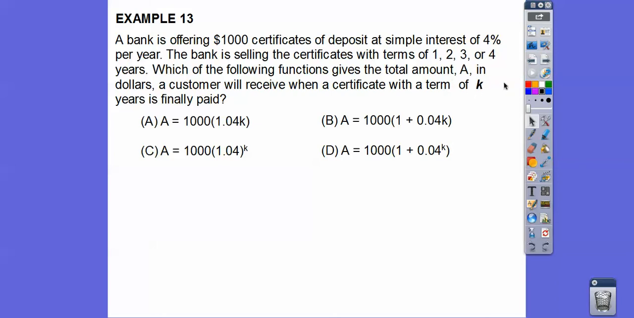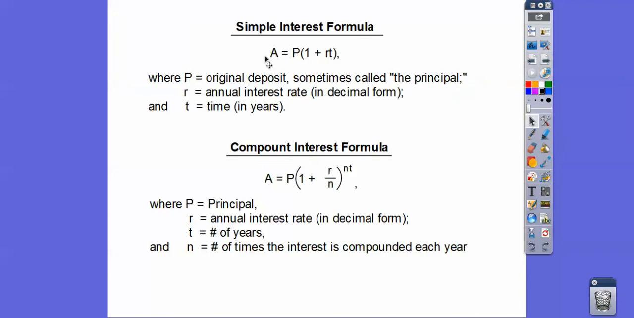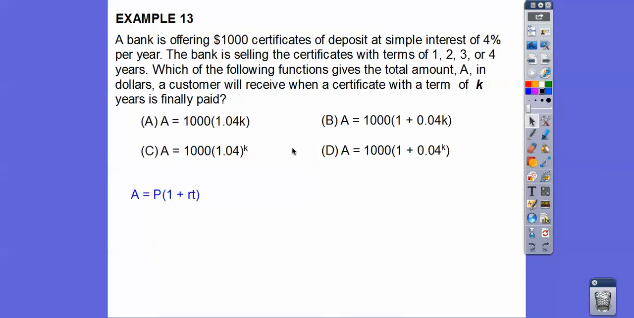T equals K. So here's our simple interest formula. It's the principal times 1 plus RT, where R is our rate and our T is our K. Okay, so it's going to be this formula right here. So this is going to be 0.04, and then it's going to be times K. So we're going to put it times K. So it's going to be choice B.